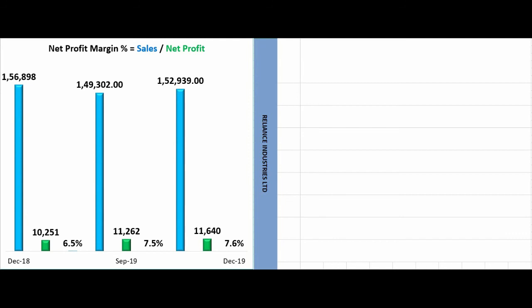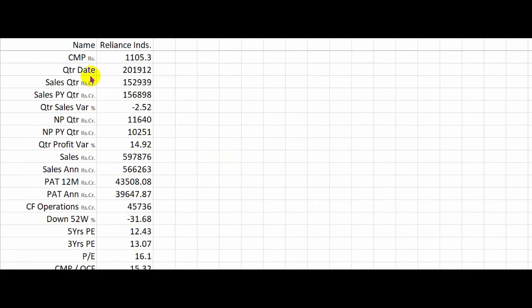Next, let us move on to analyzing the core ratios. In this part of the chart, we are understanding the core ratios of the company. Current market price of Reliance is around 1,105 rupees per share, and the results are up to date till December 2019. The sales on a year-on-year basis, as we saw, has decreased by 2.52%, whereas the quarterly profit has grown by 14.92%. So the sales has fallen YOY, but the profit has gone up by 14.9%.